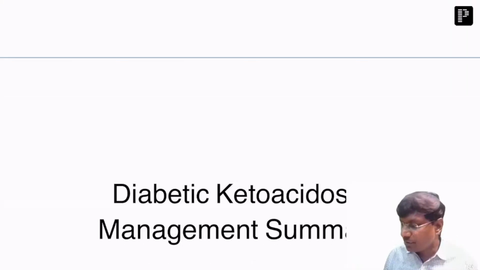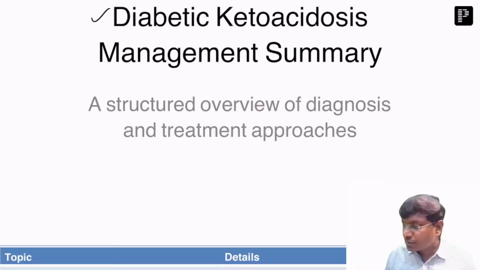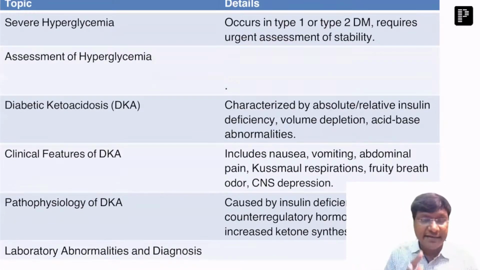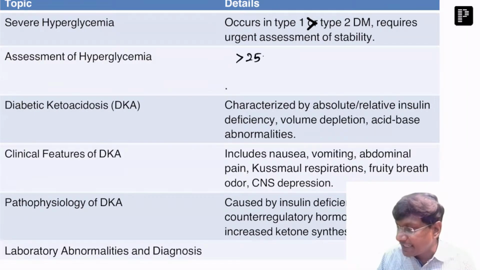Now, let me discuss diabetic ketoacidosis, which is one of the most common acute complications in diabetes mellitus. Diabetic ketoacidosis is observed in both type 1 and type 2, but it is more common in type 1 than type 2 diabetes mellitus. And if you take the glucose levels in these patients with diabetic ketoacidosis, the glucose levels will be more than 250 milligrams per deciliter.